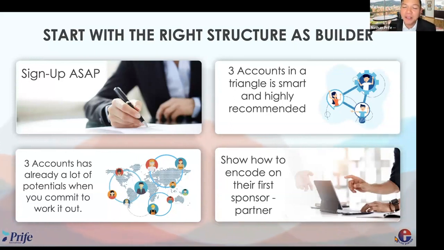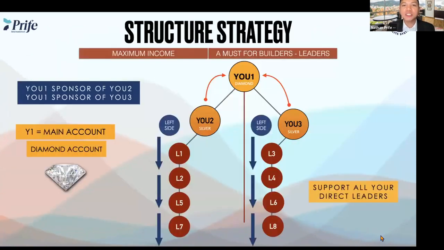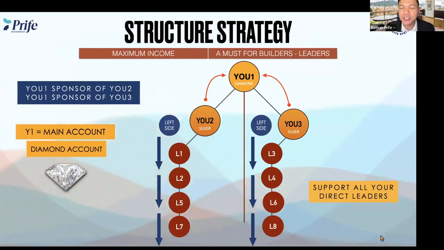So at this moment, at the very beginning, this new person in your team starts to learn how to do back office encoding, which is very powerful. Now, this is the right structure. Some of the uplines have different ideas and strategies, but this is my strategy. Remember, I encourage you to get 3 accounts.